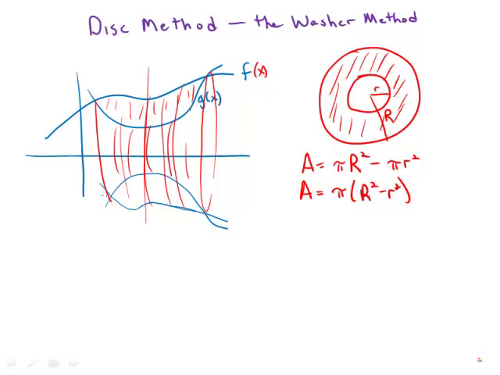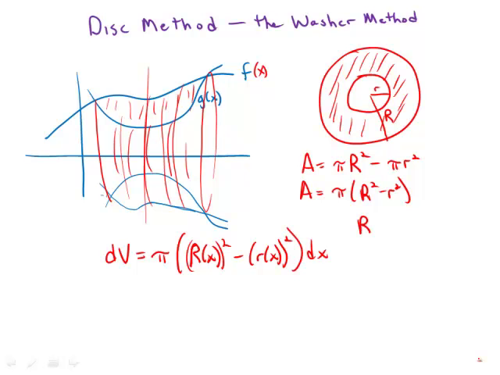And in fact, this is exactly what we're going to do for finding the volume here, because our differential volume will be pi times the outer radius function squared minus the inner radius function squared times dx. So let's be very careful here. Capital R of x is the outer radius, and lowercase r of x is the inner radius. And what we're doing is we're squaring the outer radius and then squaring the inner radius, subtracting them, multiplying by pi, and that will give us the differential volume.